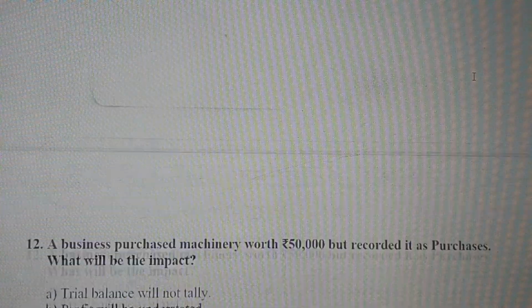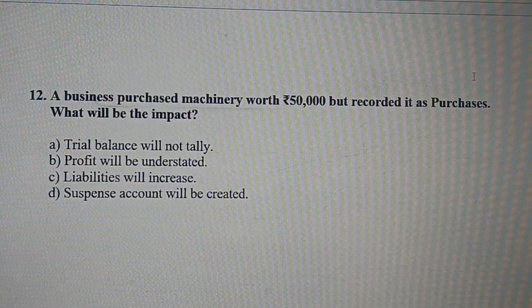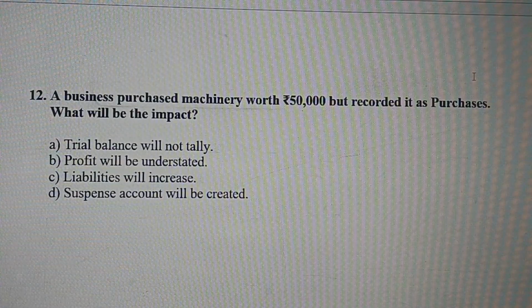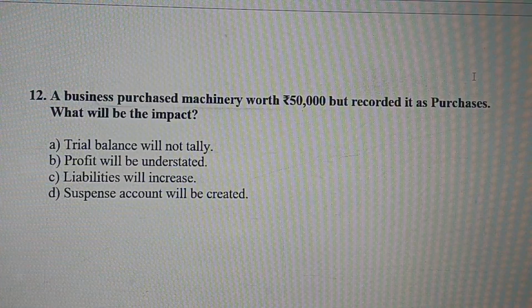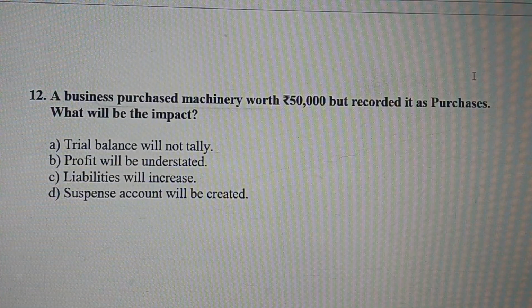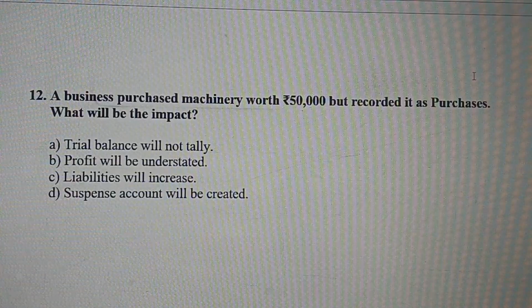Next question. A business purchased machinery worth 50,000 but recorded it as purchases. What will be the impact? Trial balance will not tally, profit will be understated, liabilities will increase, suspense account will be created.